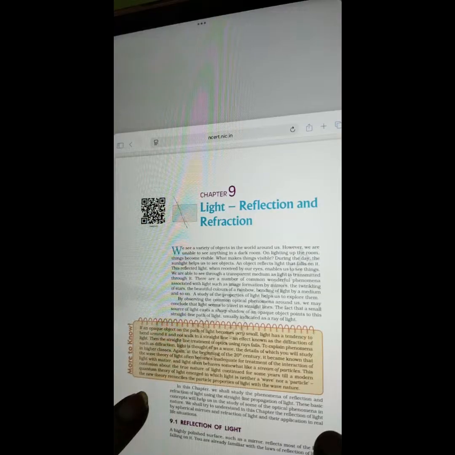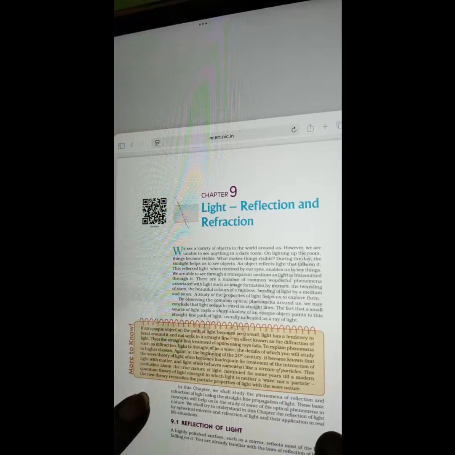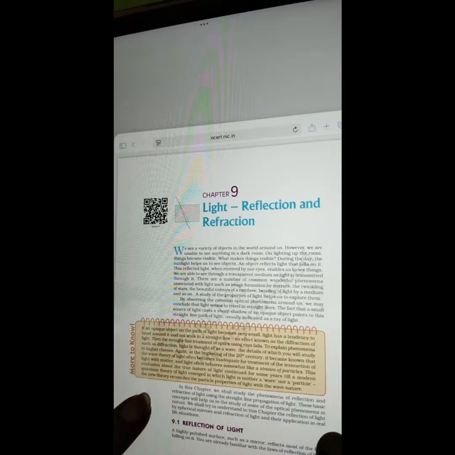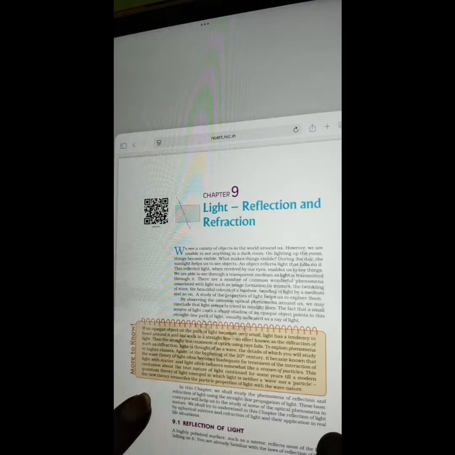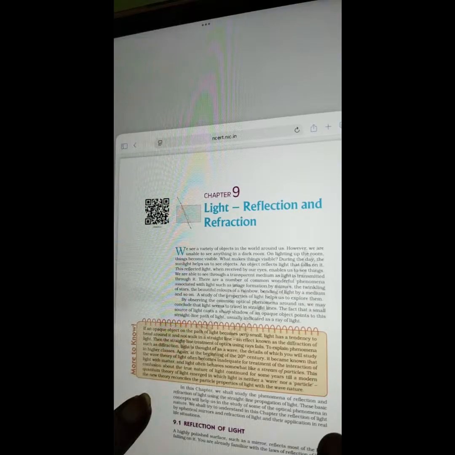Again, at the beginning of the 20th century, it became known that the wave theory of light often becomes inadequate for treatment of the interaction of light with matter, and the true nature of light remained a question for some years, till a modern quantum theory of light emerged in which light is neither a wave nor a particle. The new theory reconciles the particle properties of light with the wave nature.